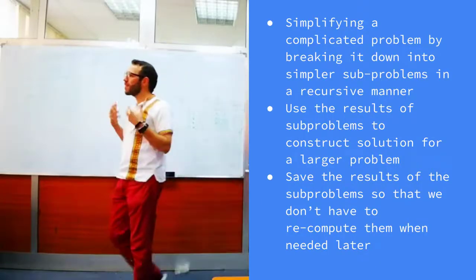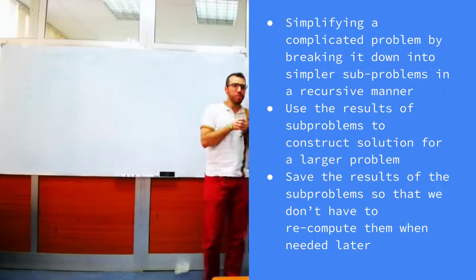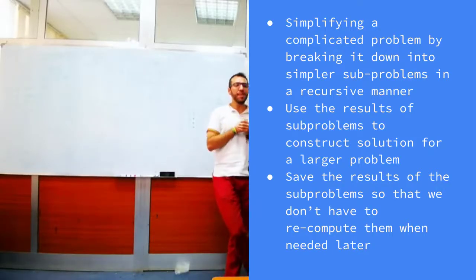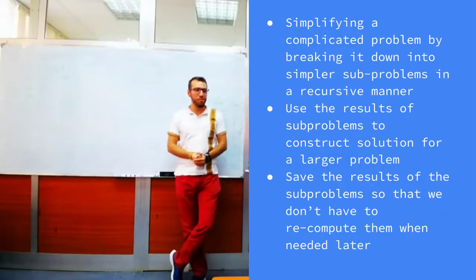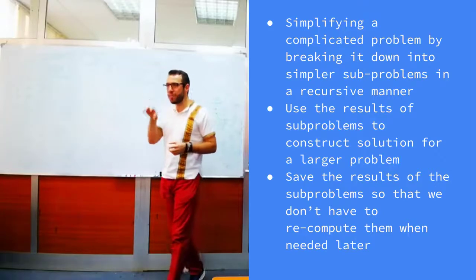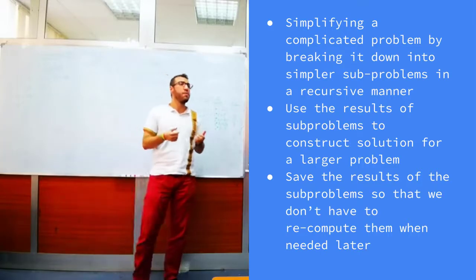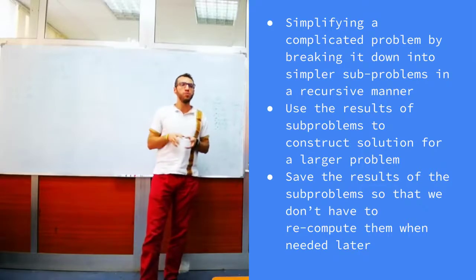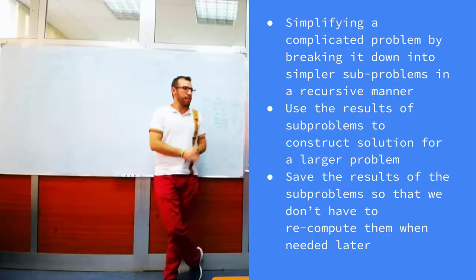Let's start with understanding what the idea is all about. So, dynamic programming is simplifying a complicated problem by breaking it down into simpler sub-problems in a recursive manner. That's the first step. In order to solve the problem, we are going to divide it into sub-problems. And these sub-problem solutions are going to be useful in constructing a solution for a larger problem. So, that's exactly what we do in the second step.